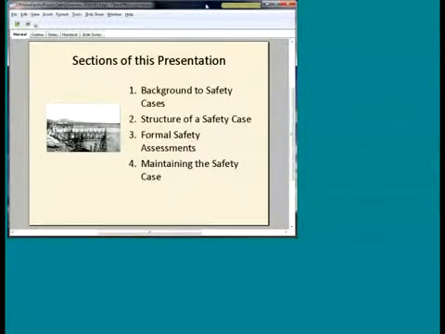There's no one way of doing safety cases. It's this whole non-prescriptive concept, that what works on one facility may not work on another. Then the heart of the safety case is what's called the formal safety assessment, and there's probably multiple webinars on that one. And finally, the safety case, like any safety document, has to be kept up to date. Things are always changing, and the safety case has to reflect those changes. Next slide.